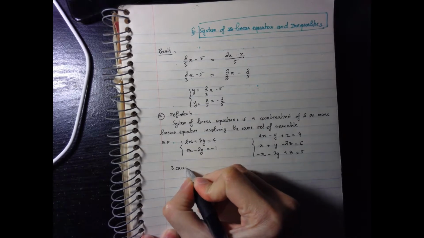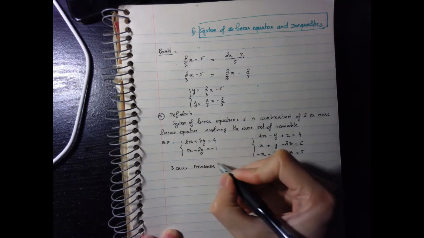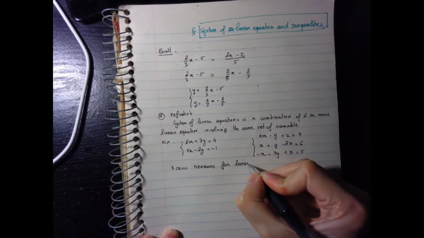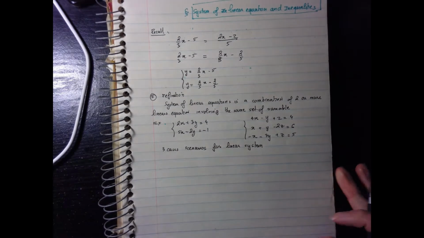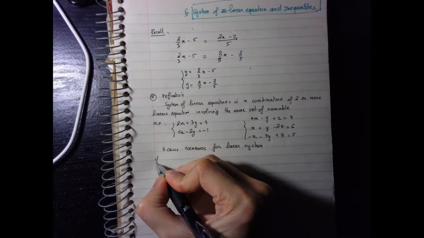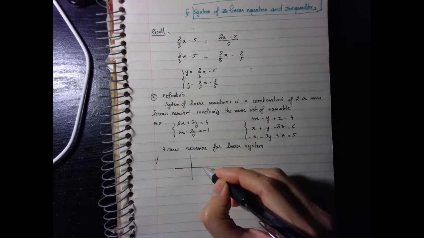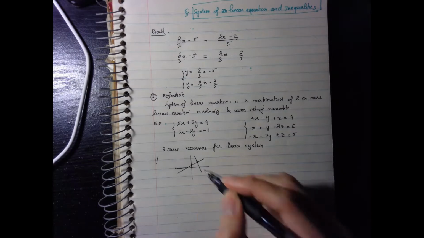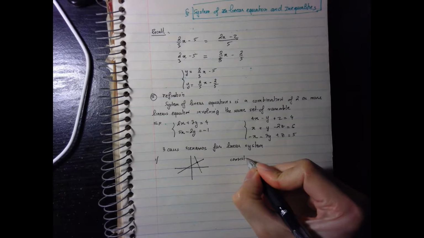Scenario for linear system. Okay, the first case I have two lines intersecting each other, and if I have two lines intersecting each other at one point, then that system I call consistent and independent.